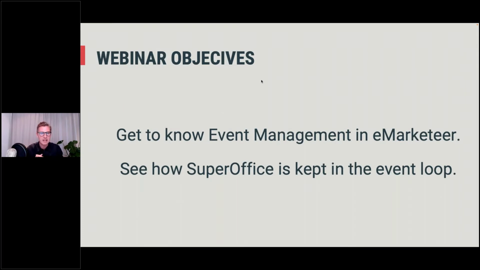The topic today is to get to know event management in eMarketer and really focus on how SuperOffice is kept in the event loop. The whole event process is taken care of by the marketing team or the event manager, with invitations, registrations, reminders and all the logistics that go into event planning and execution. But it is super crucial to keep everybody in the CRM up to date with what's going on. No account manager wants to sit on the phone with a customer not knowing that they've just registered for the big event we're doing. So keeping your colleagues working in SuperOffice up to date is paramount here.